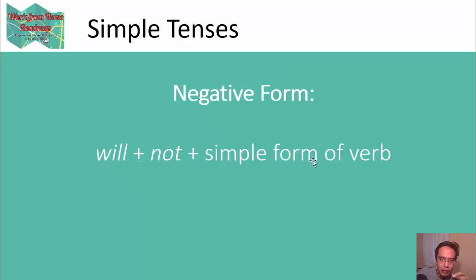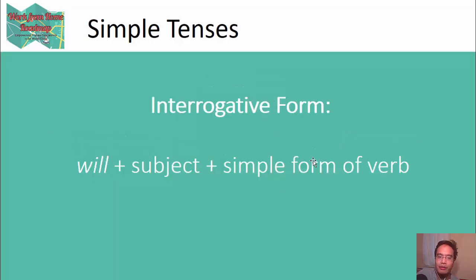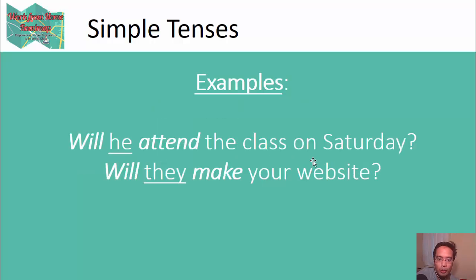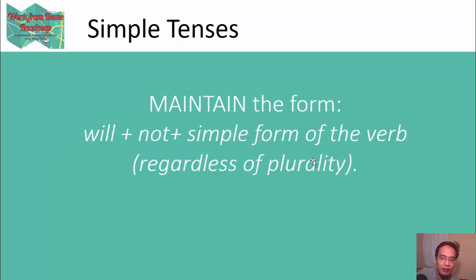The negative form of the future simple tense is will plus not plus the simple form of the verb. He will not attend the class on Saturday. They will not make your website. The interrogative form is will plus subject plus simple form of the verb. Will he attend the class on Saturday? Will they make your website? Notice that all simple future tense scenarios, whether positive, negative or interrogative, maintain the form will plus the simple form of the verb. So regardless of plurality, once again.